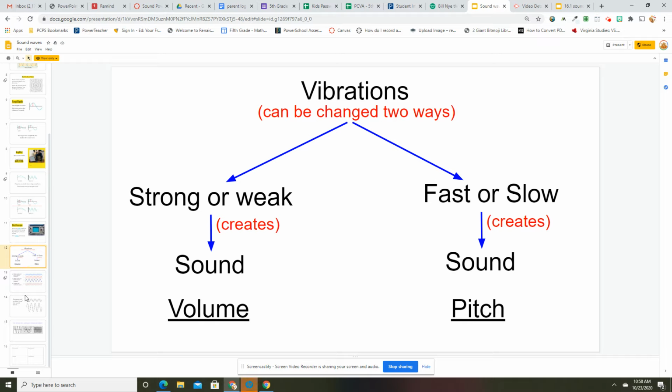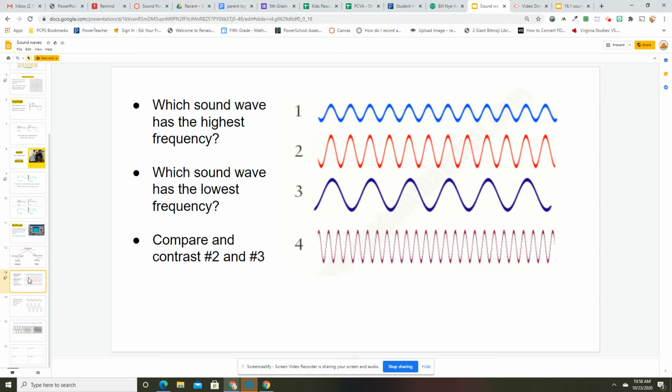So remember what I said earlier, that vibrations of the matter is what causes the sound. And when you're in hot weather, the vibrations are faster.